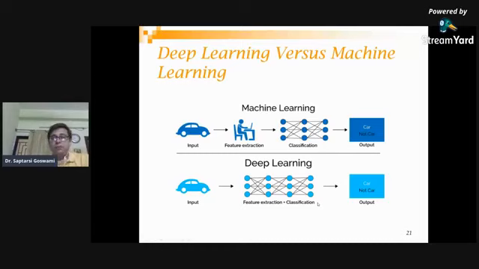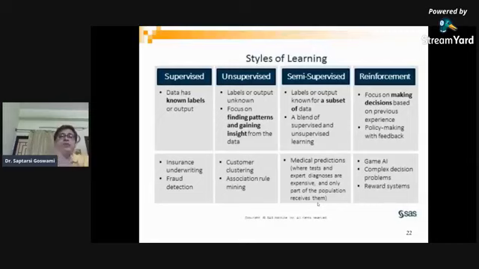So this is where the main difference is, okay? Just to summarize, in terms of learnings, we can think of supervised, unsupervised, semi-supervised, and reinforcement. Supervised data has to have labels. So you can have insurance underwriting: what should be the insurance value of a certain risk? Fraud detection. Unsupervised labels are not known, so you are trying to find patterns, find groups. It can be customer clustering, market basket analysis, which we discussed.